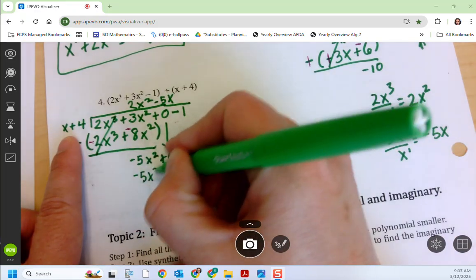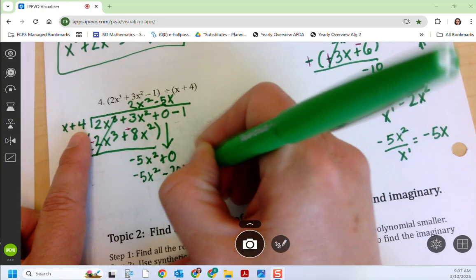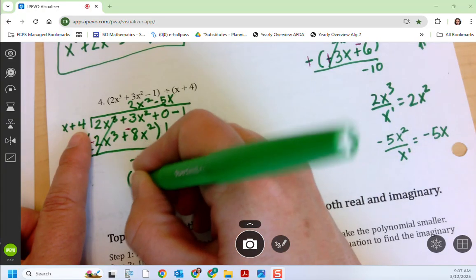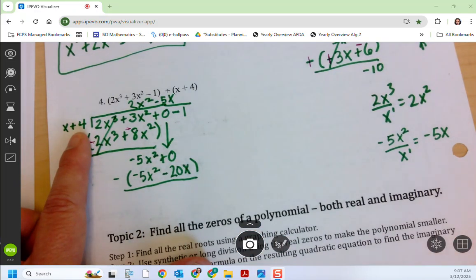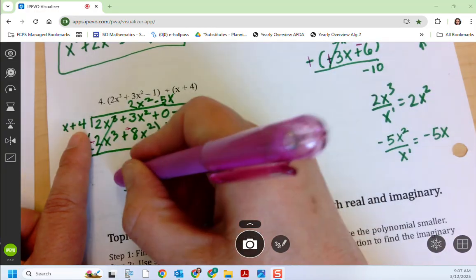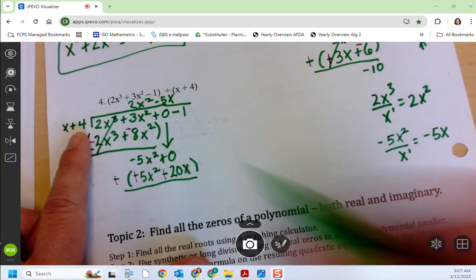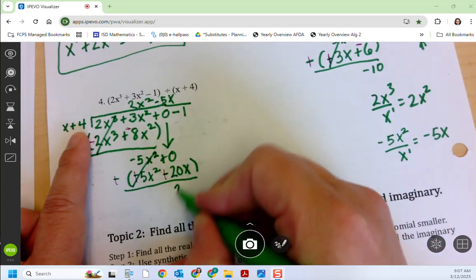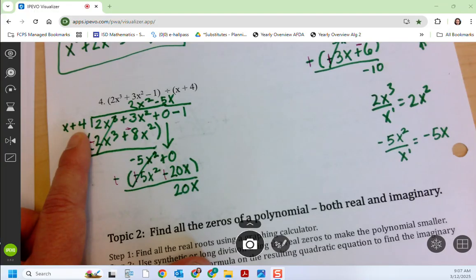It should be the same thing. And then these two give you negative 20x. When you subtract, it's going to turn both of those minuses to plus. So plus, plus. These cancel. And I have 20x. And bring down what? The minus 1.